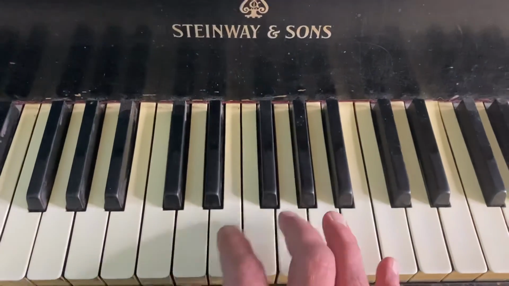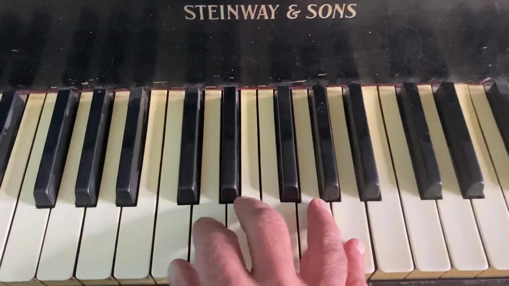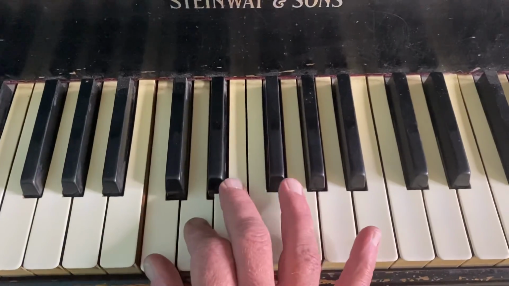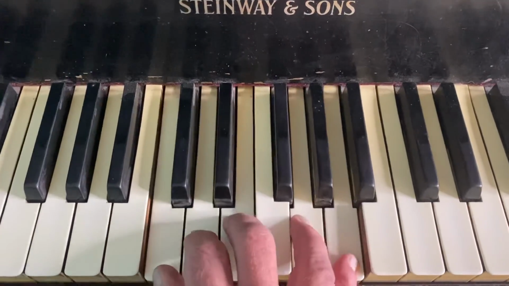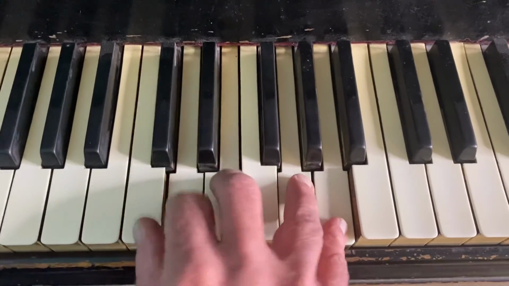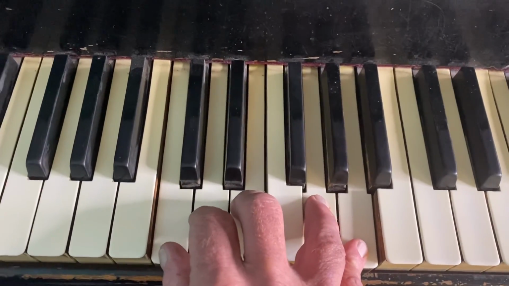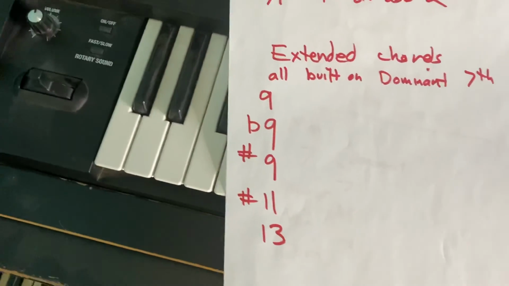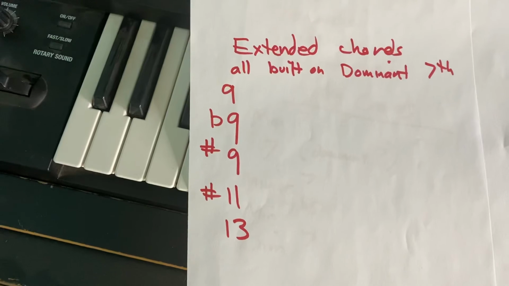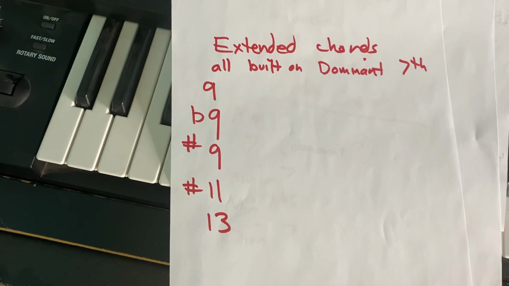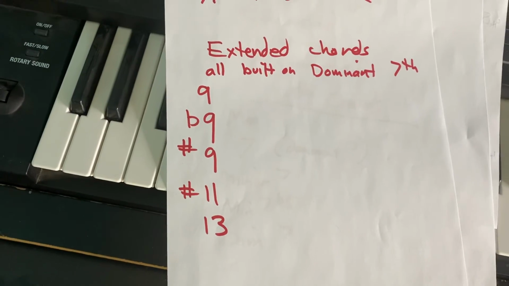And one we didn't discuss, but I should have added, is the 6-9, which has both the 6th and the 9. Here's the 9, and here's the 6th, which also forms a pentatonic scale. It's called a 6-9 chord. All right, all the extended chords are always built on a dominant 7th chord. We aren't going to study these too much, but 9s, flat 9s, raised 9, raised 11, and 13s.